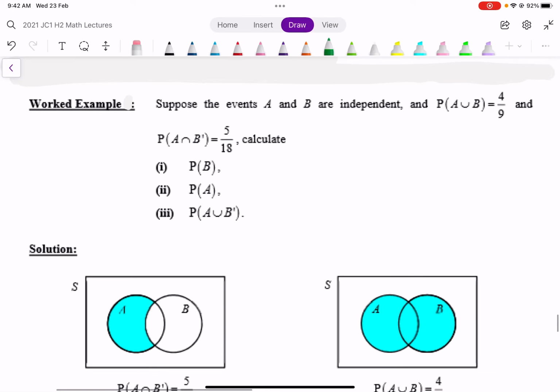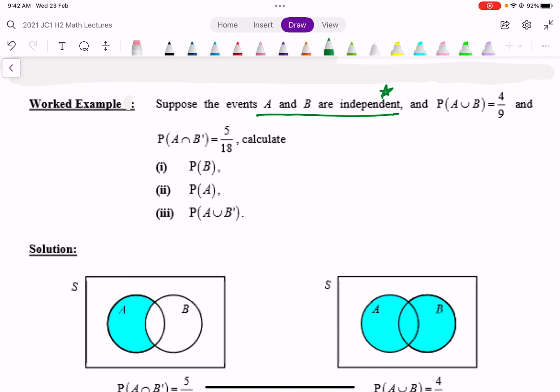Okay, let us take a look at this example where we can use our Venn diagram to help us to solve or to find our probabilities. First thing to take note is the fact that the question tells us that the events A and B are independent. This is very important. And you are given two probabilities, one for A union B and one for A intersect B prime.